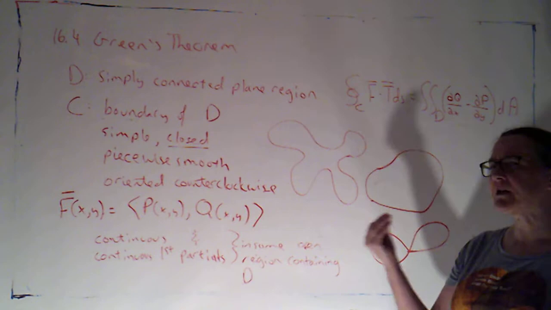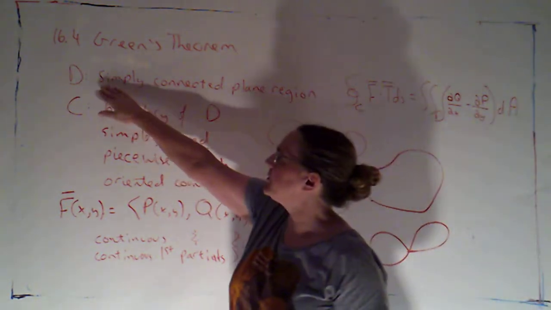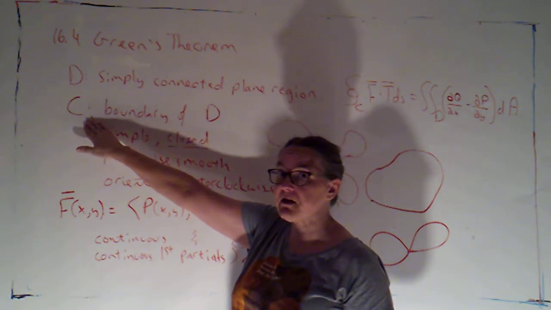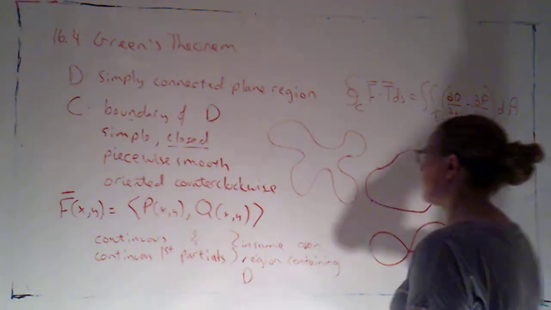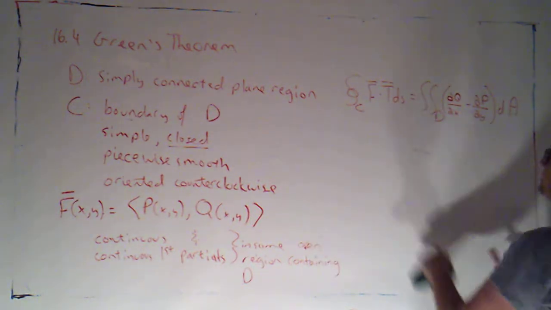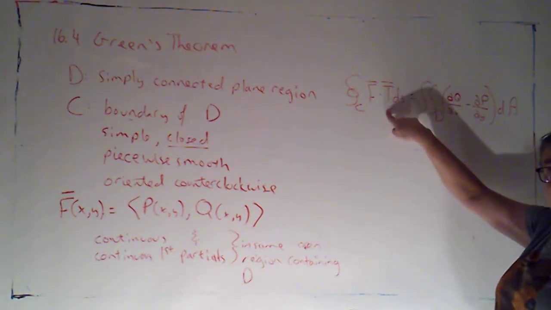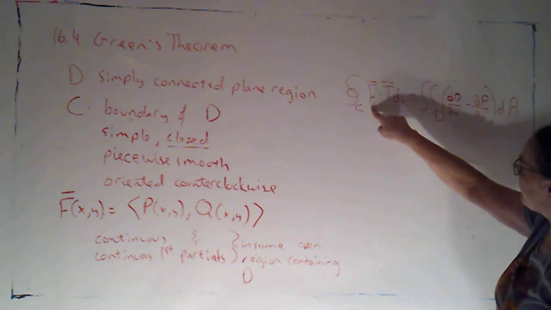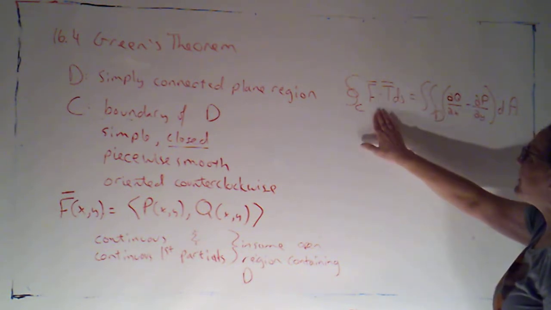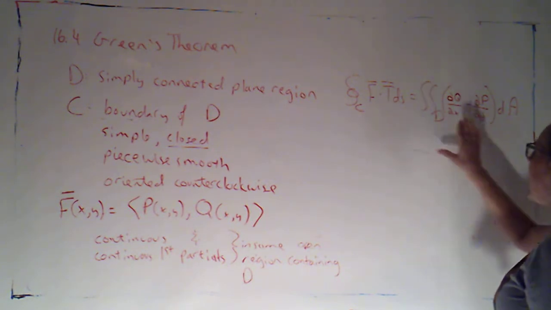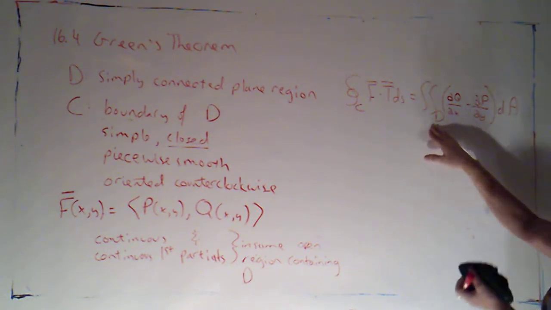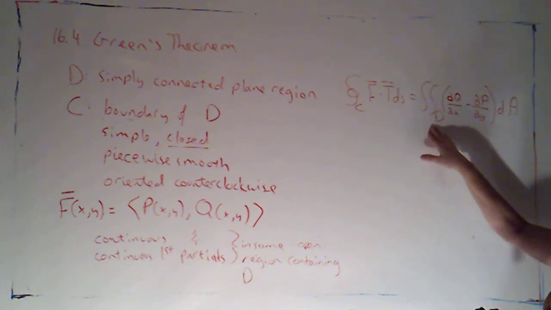What I'm holding you responsible for remembering is the relationship between D and C. That C is the boundary of D oriented counterclockwise. And then what Green's theorem says is that if I wanted to do this work integral, or now I know if F happens to be velocity, I could think of this as a circulation integral, if I wanted to evaluate this, I can instead do this double integral over D, which is the enclosed region.